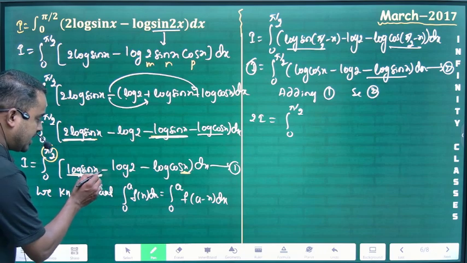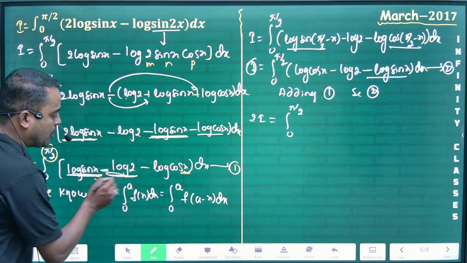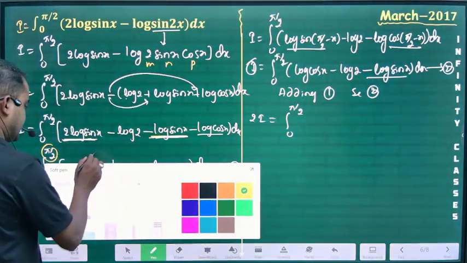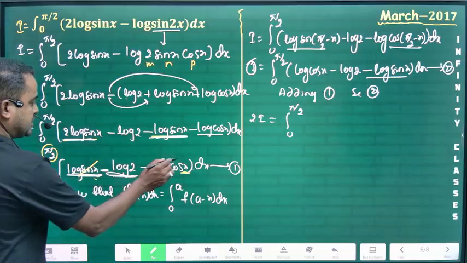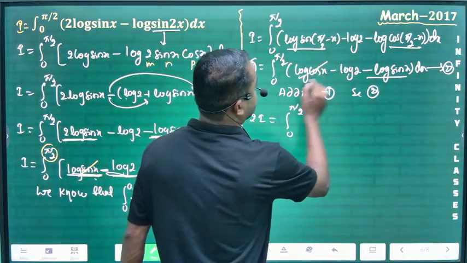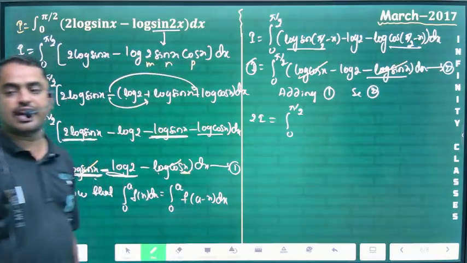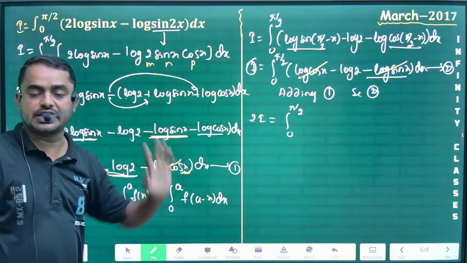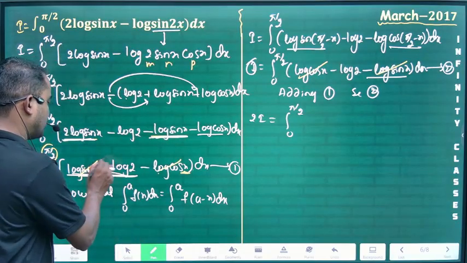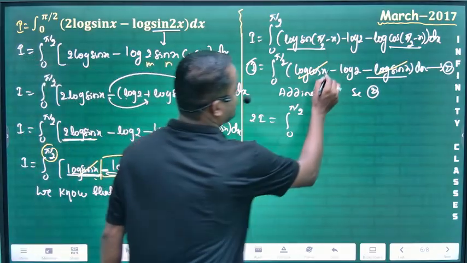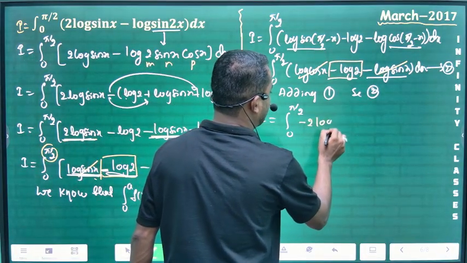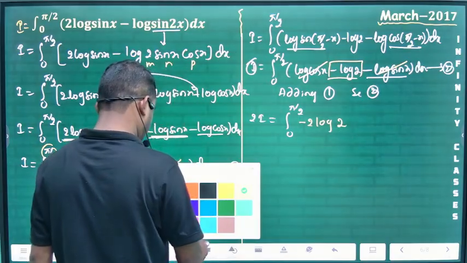Now what is remaining here? Minus log 2, and here also minus log 2. After adding, log sin x minus log sin x and log cos x get cancelled. Now minus log 2 and here also minus log 2. It will become minus 2 log 2 dx.